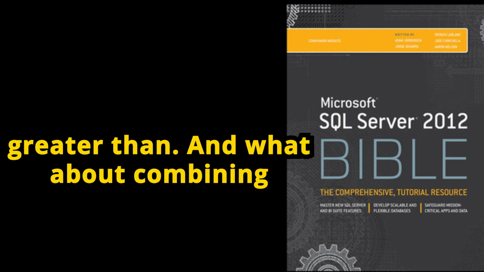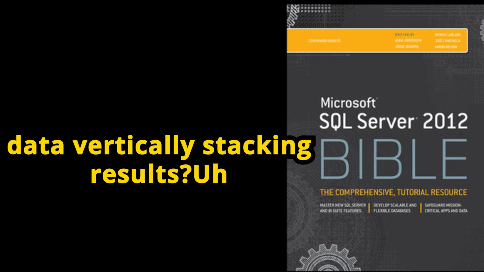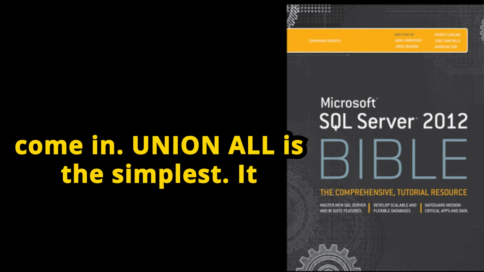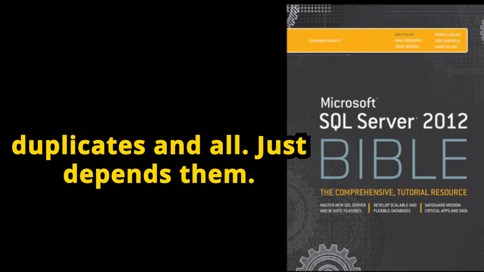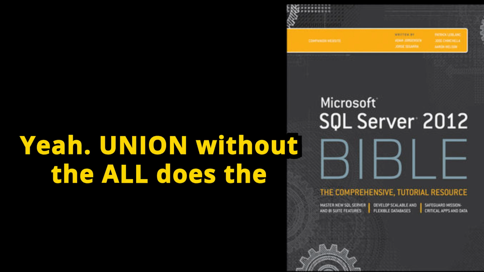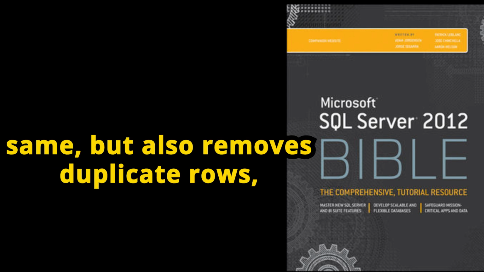And what about combining data vertically? Stacking results. Right, that's where the union operators come in. Union all is the simplest. It just takes the results of two compatible queries and sticks them together, duplicates and all. Just appends them. Yeah. Union without the all does the same, but also removes duplicate rows, which takes a bit more work.